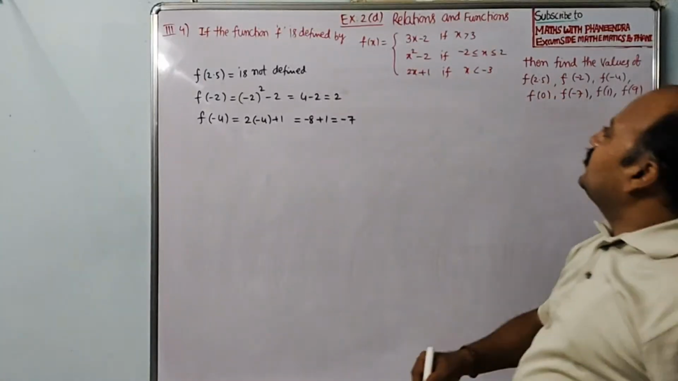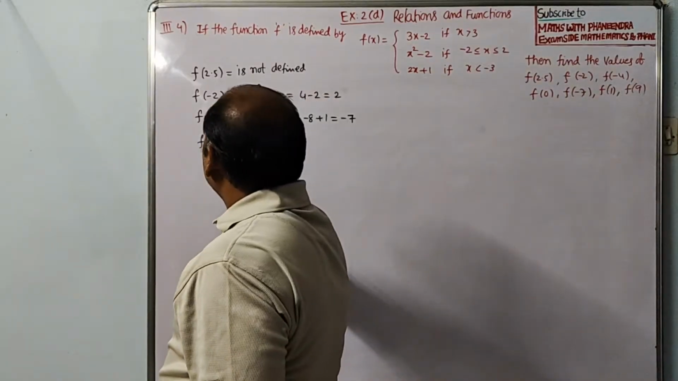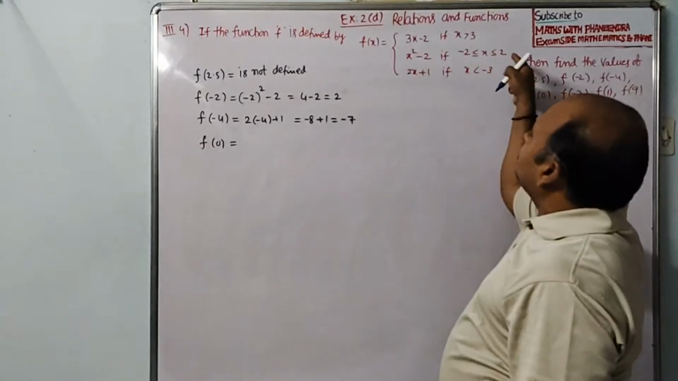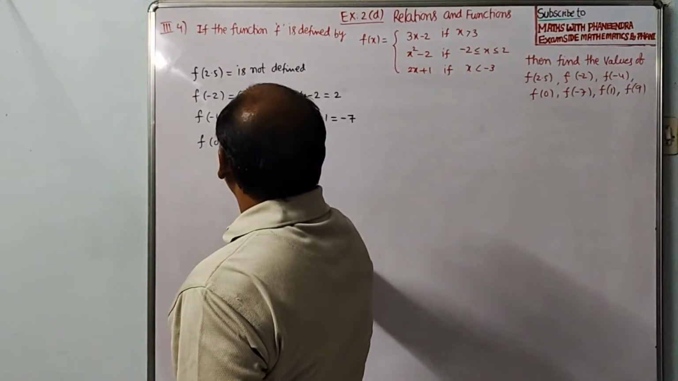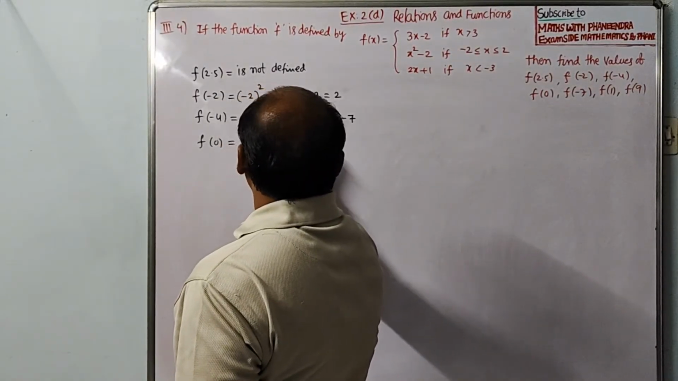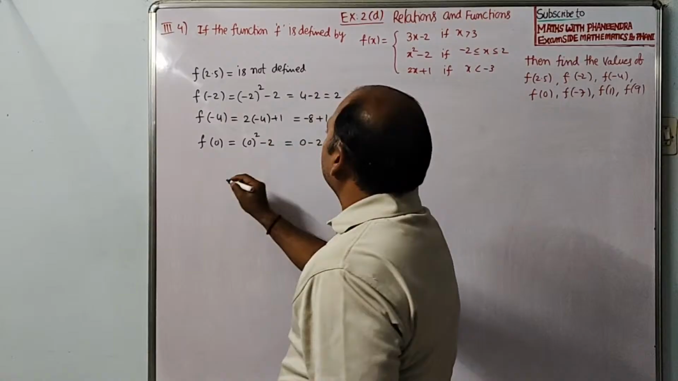Next, f of 0. 0 lies between minus 2 and plus 2, no? So in this it comes 0 square minus 2, 0 minus 2, that is equal to minus 2.